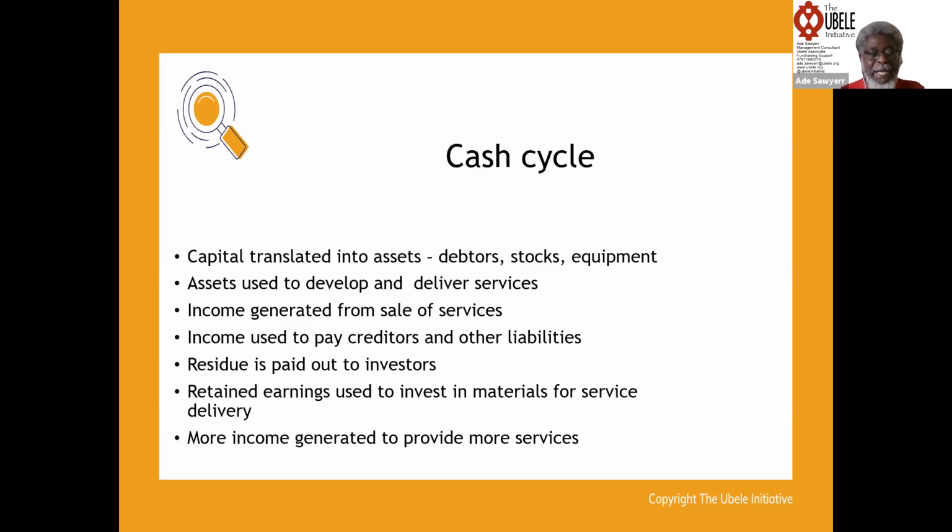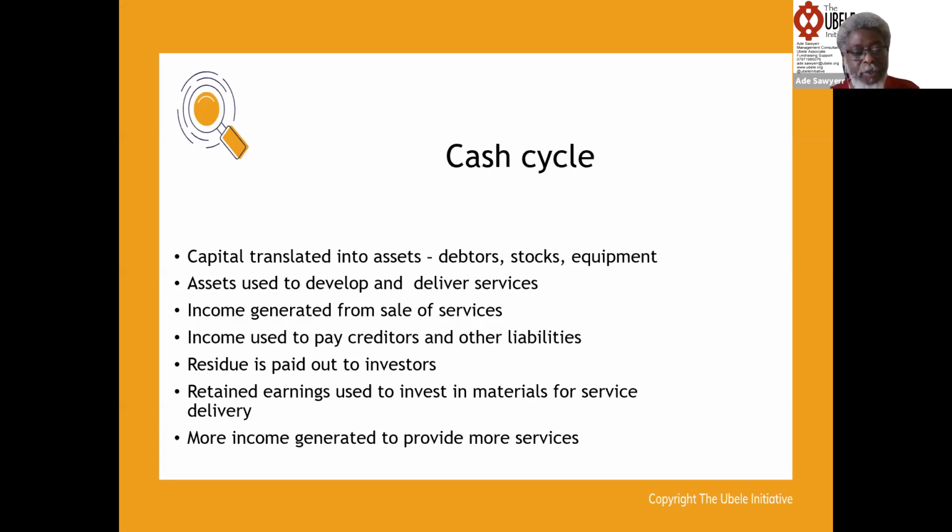There's a cash cycle. Money comes in from funders or investors and is turned into assets, and it's used to buy equipment, stocks, etc. The assets are used to deliver the services. Income is generated. For most of you who are trading, you generate income. For those of you who are not trading, the test of how well you are doing depends on the number of people you provide a service for and how well you are able to move them on.